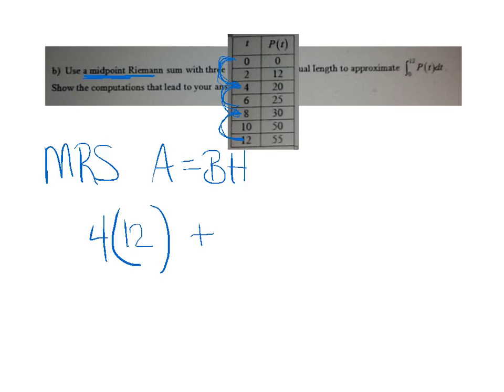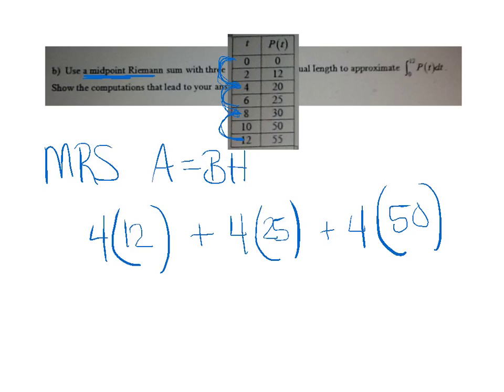Plus, okay, my next section went from 4 to 8. That has a base of 4. And I want the height in the middle. So from 4 to 8, 6 is in the middle, and its corresponding height is 25. Plus, last section here, 8 to 12. That's a base of 4. Pick the height in the middle. Height at 10 is 50.